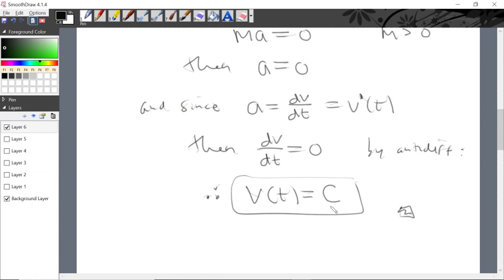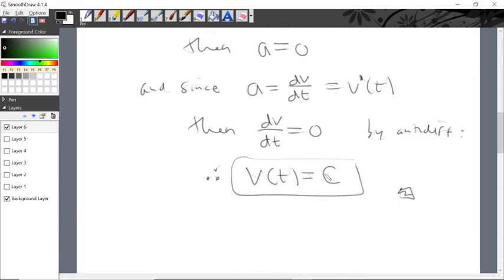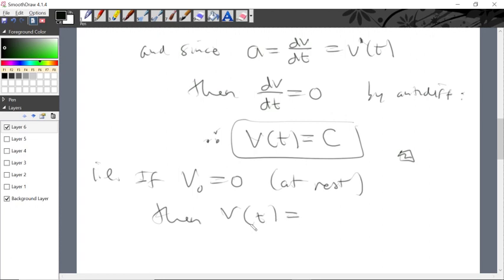We're saying that the velocity must be constant if there is no force acting on a mass. Because if there's no force on the mass, then the acceleration must be 0. But if the acceleration is 0, then that means that the velocity must be constant by antidifferentiation. So in other words, if the initial velocity was equal to 0, that means at rest, then the velocity for all time is also equal to 0, i.e. it remains at rest until such time that a force is acted upon it.